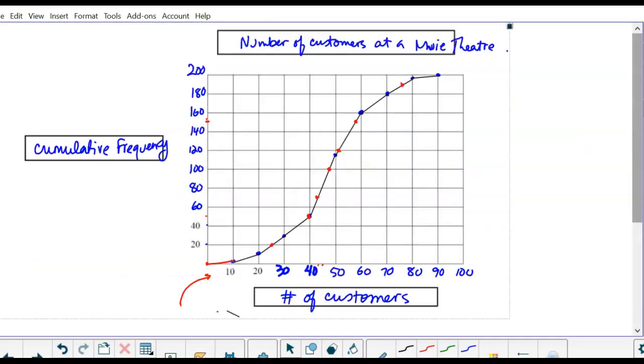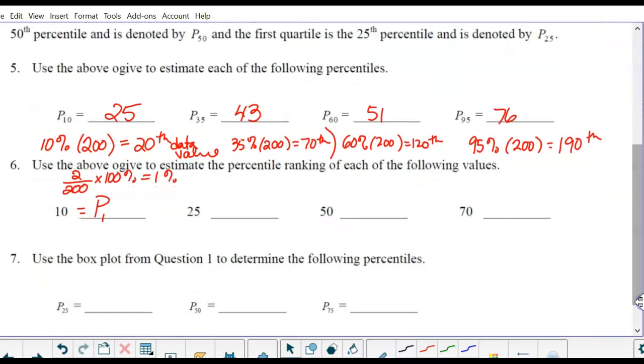We have to estimate. So 25, we actually thought that was 20, I think, before, in a different question. Frequency of 20. So that's going to be P10. Based on my graph, if you look at the solutions on Schoology, they might be a little bit different based on when we graphed it on paper. I did mine on the smart board, and the lines might be a little bit different.